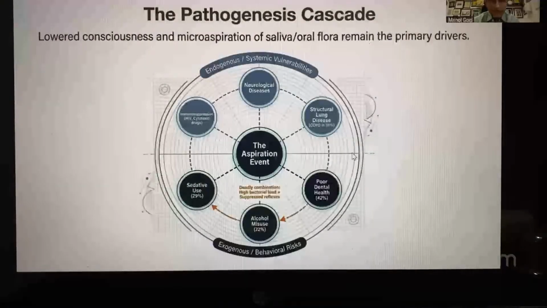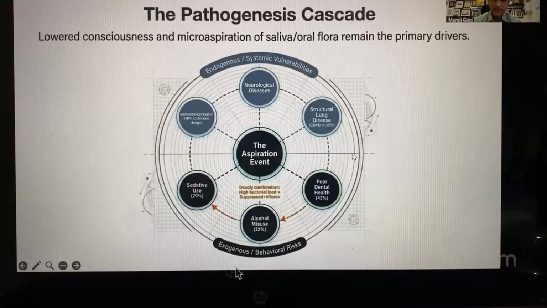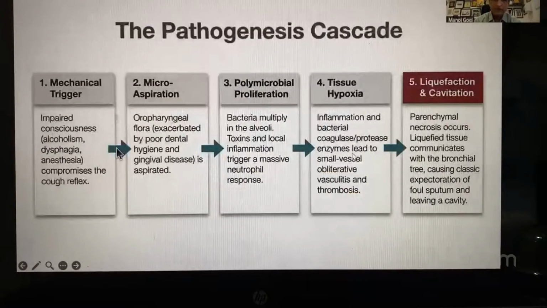The pathogenesis cascade basically involves lowered consciousness and microaspiration of saliva and oral flora, and this depends upon multiple factors, which may be endogenous and exogenous. The endogenous factors include the immunocompromised state like HIV infection or patients on immunosuppressive therapy, neurological disease like Parkinson's or myasthenia gravis, and also patients with a structural lung disease like COPD. And the exogenous factors include overuse of sedatives, alcohol misuse, and poor dental health, and all these things lead to an increased risk of aspiration of the oropharyngeal flora.